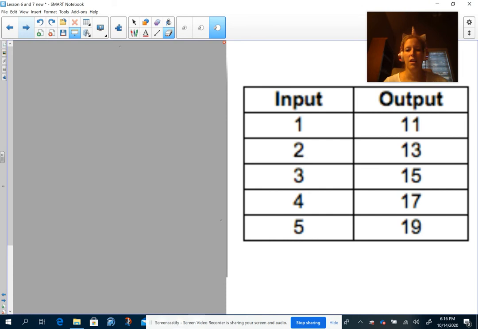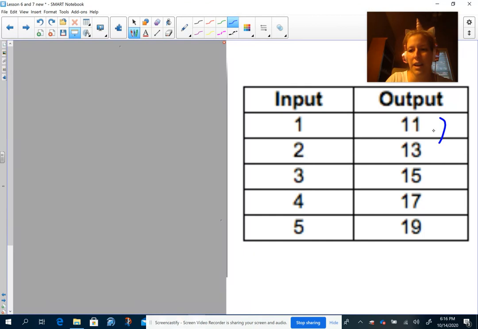Okay, this time I want you to pause my video. I want you to write my equation. I want you to find the rate of change and my initial value. Pause my video, go. Okay, so you should have paused it. Let's see how you did.